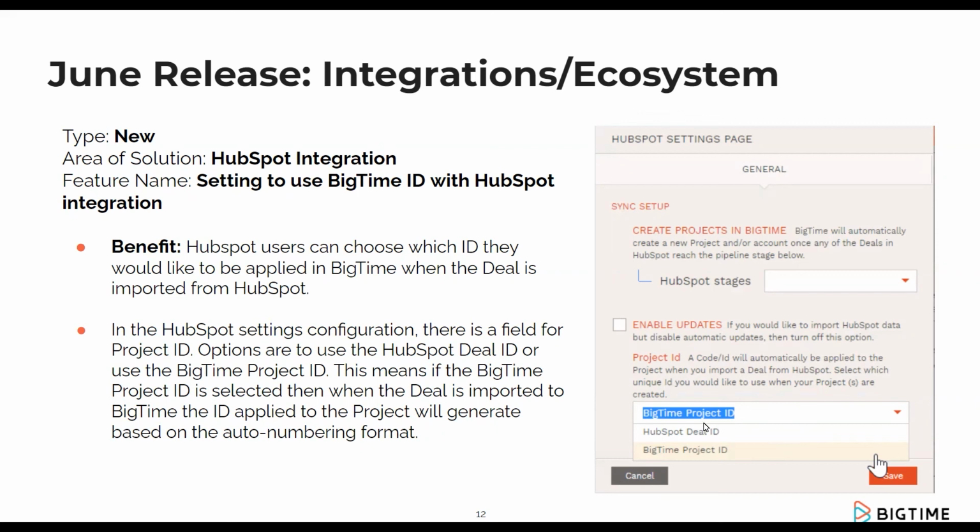So if you were to choose the Big Time project ID, that means it will just apply whatever the next project number is from that auto numbering format that you set up in your firm. If you don't have an auto numbering format set up, it'll just pull in whatever the next available number is for the project ID. So that wraps up our updates for the June release.